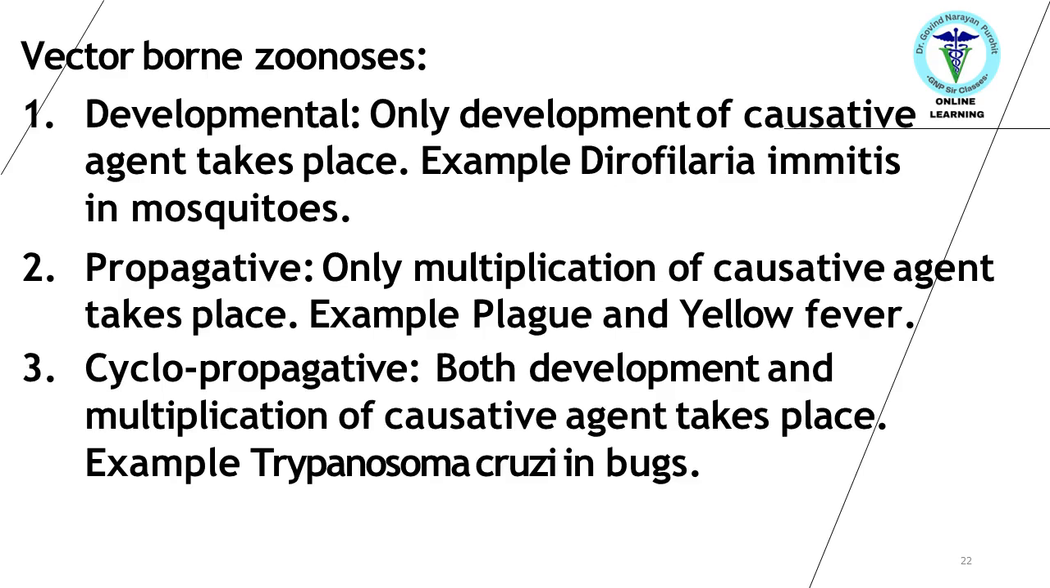Next is vector-borne zoonoses. 1. Developmental: only development of the causative agent takes place. Example: Dirofilaria immitis in mosquitoes. 2. Propagative: only multiplication of the causative agent takes place. Example: plague and yellow fever. 3. Cyclopropagative: both development and multiplication of the causative agent take place. Example: Trypanosoma cruzi in bugs.